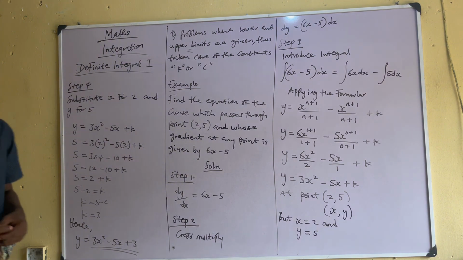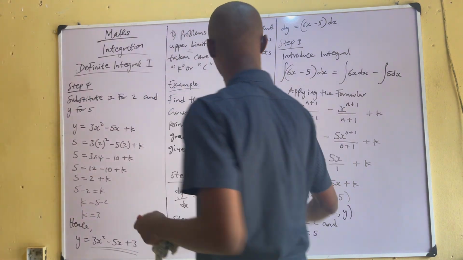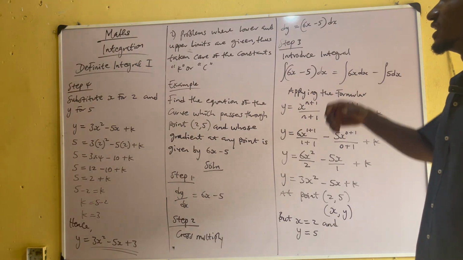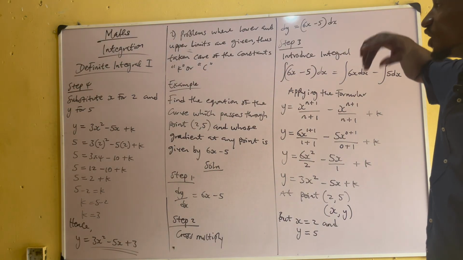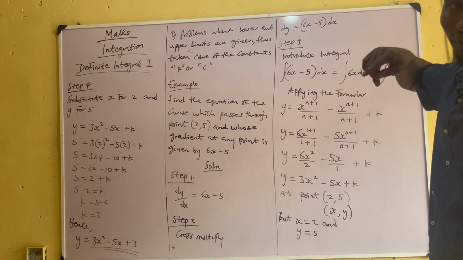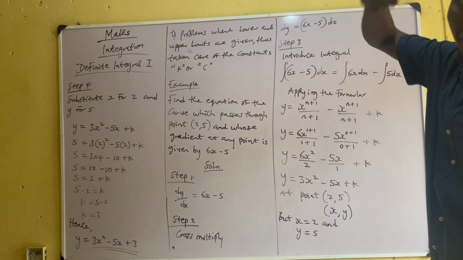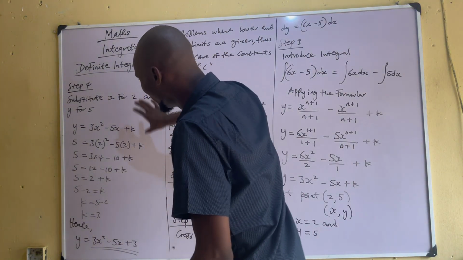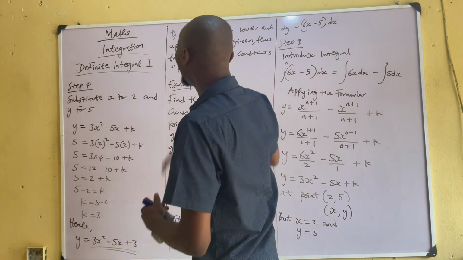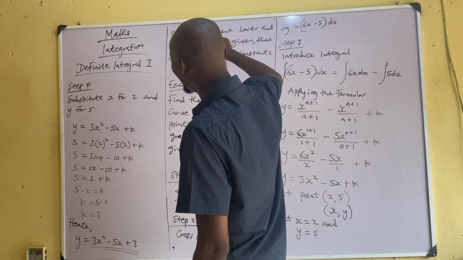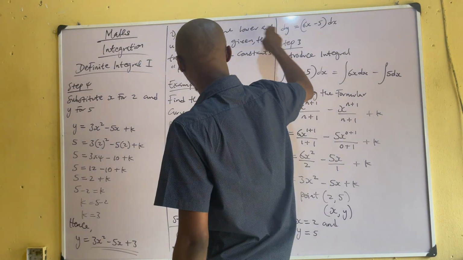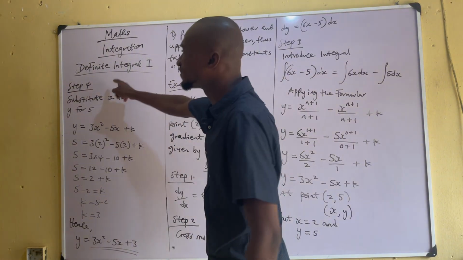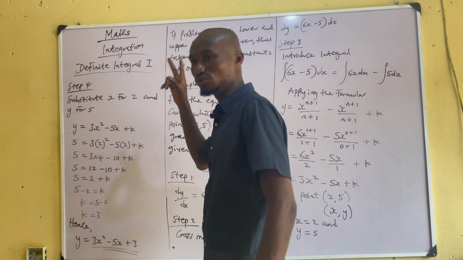Do you understand now? Where did the 3 come from? The k. Remember we said here that this is a problem where values of x and y are given to enable us find the value of what? k. This definite integral 1 is this example. Now this problem 2, which is a problem where lower and upper limits are given, thus taking care of the constant k, is for definite integral 2.